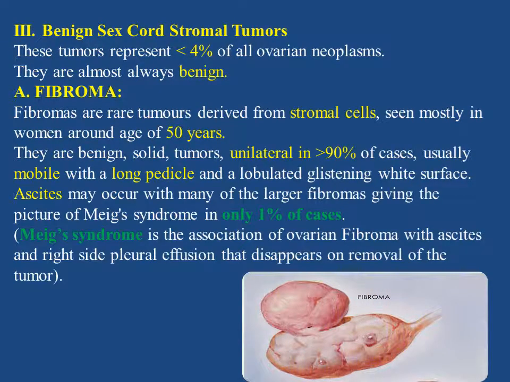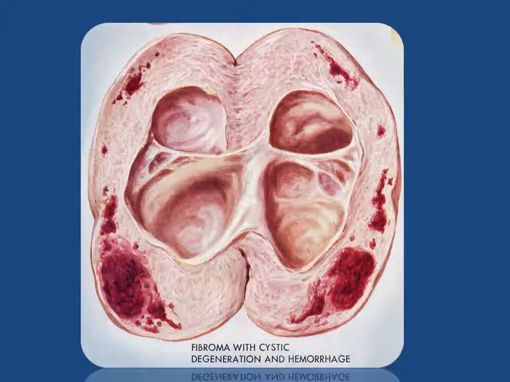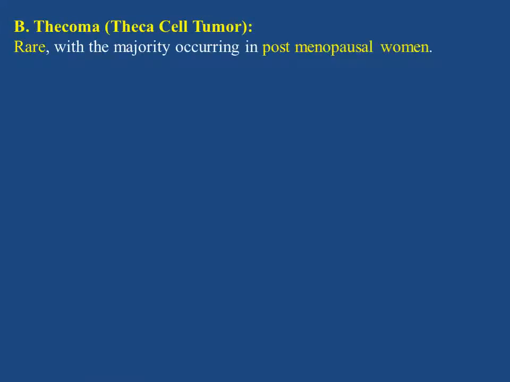Then sometimes with a large fibroma, ascites may occur, giving the picture of what's called Meigs syndrome. This is ovarian fibroma with ascites and right-sided pleural effusion. Usually this resolves after removal of the tumor. This is fibroma with complications, cystic degeneration, and hemorrhage. This is the cut section.